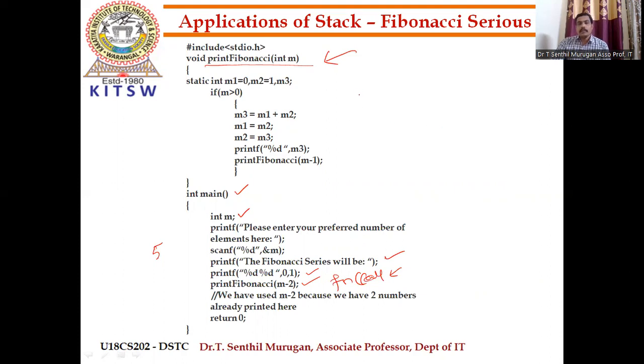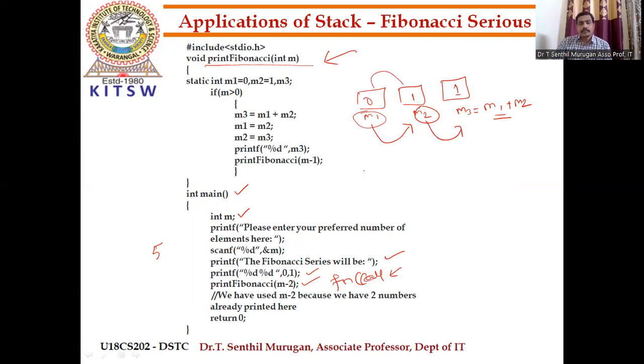For example, the first value 0 is there, the second value 1 is there. I want to calculate the third value. The third value is this plus this, added here. So how am I writing it? Initially this is m1, this is m2. I calculate m3 equal to m1 plus m2. After calculating this, I just change the values: this will become m1, this will become m2. That is how we are assigning. This operation will be performed up to the point where the m3 value is printed.